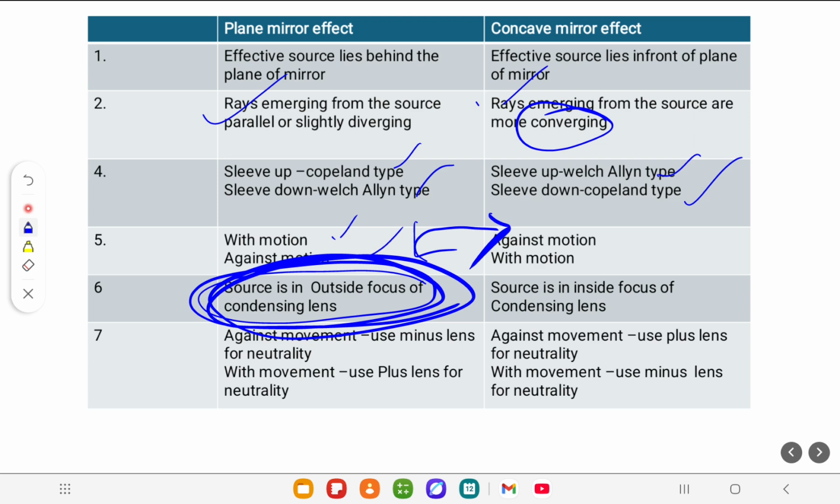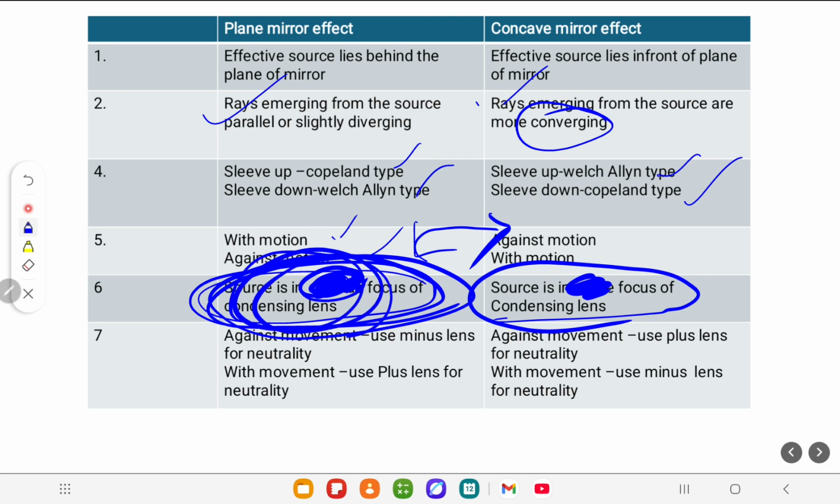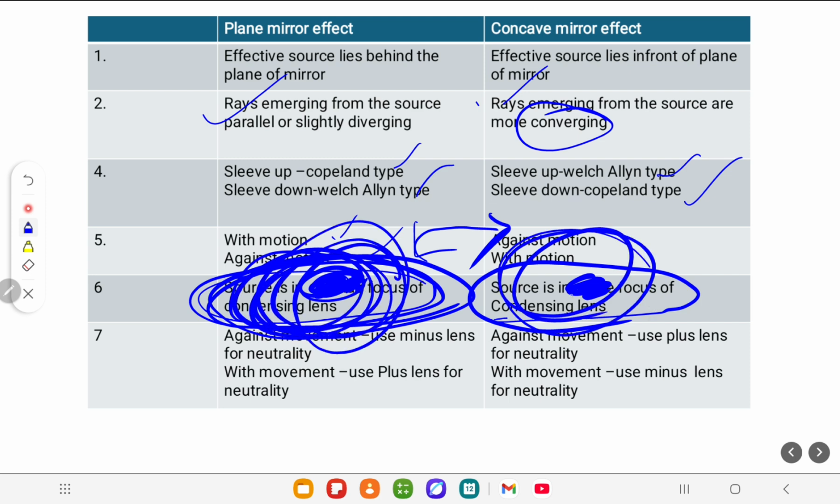Source is outside of the focus of the condensing lens. No, source is inside of the focus of the condensing lens. That's wrong. Source is outside of the focus of the condensing lens. That's the case. Source means the object is exactly opposite. In the case of a plane mirror, the source is inside of the focus or exactly at its focus; in the case of a concave mirror, it is outside of the focus of the condensing lens. That's exactly the opposite thing.